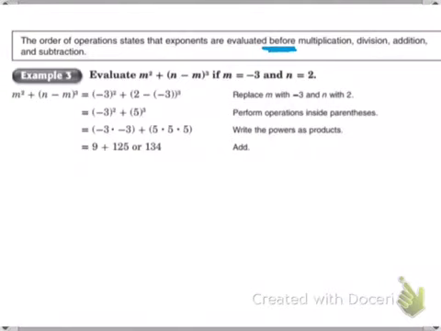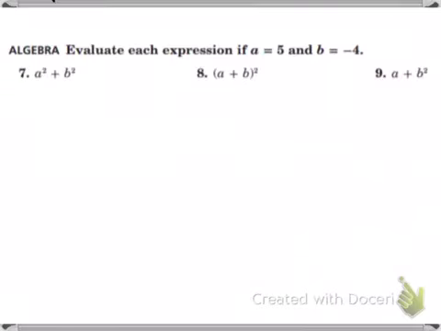Alright, so if you look, they have m squared plus parentheses, n minus m, parentheses to the third. They told them that m was negative 3 and n was 2. They filled that in, worked it out, solved, and ended up with 134. You can go back and read through that example if you would like. Let's look at number 7.